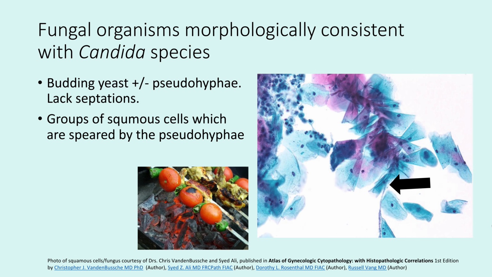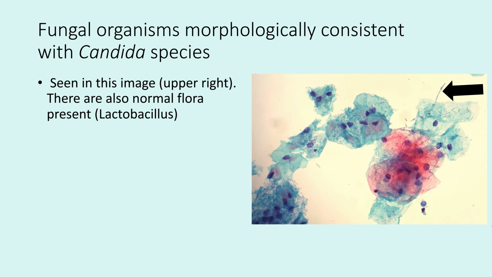So the next organism is Candida species, and these can be present as budding yeast plus or minus pseudohyphae, and they lack septations. And the groups of squamous cells are speared often by the pseudohyphae, which is present in this image. And I put a picture of a kebab at the bottom because we call them shish kebabs. And you can see how they sort of almost seem to be collecting along that. And the arrow points to the pseudohyphae.